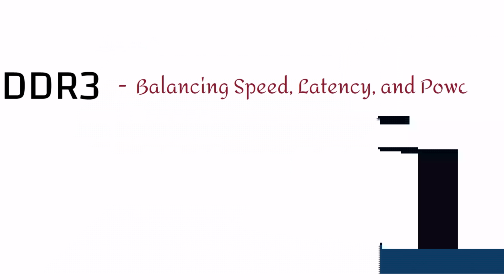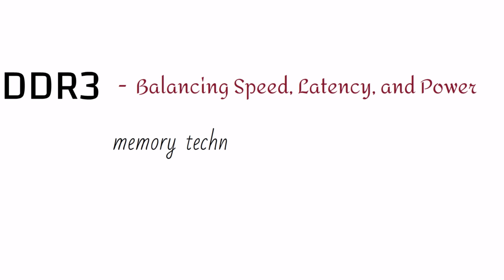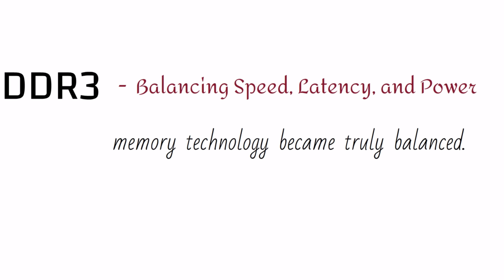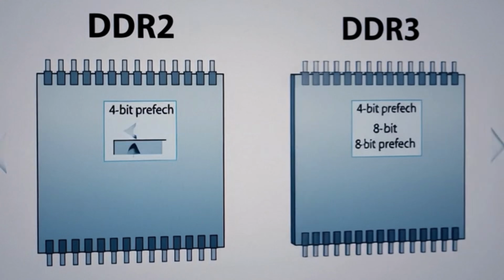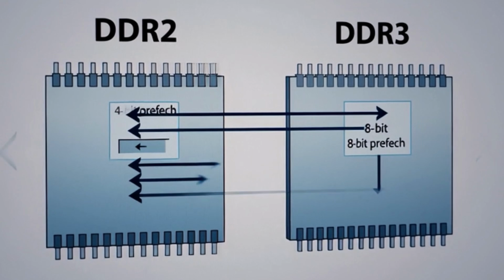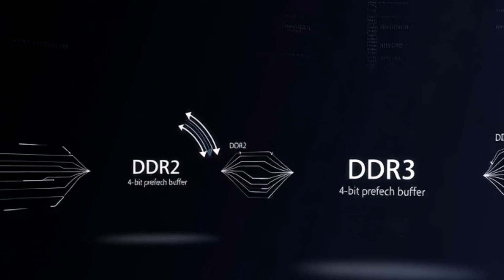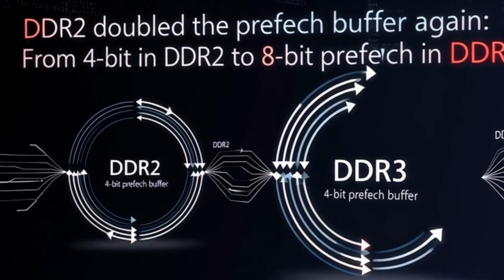DDR3, balancing speed, latency, and power. DDR3 is where memory technology became truly balanced. DDR3 doubled the prefetch buffer again, from 4-bit in DDR2 to 8-bit prefetch in DDR3. This allowed DDR3 to move much more data per memory access.